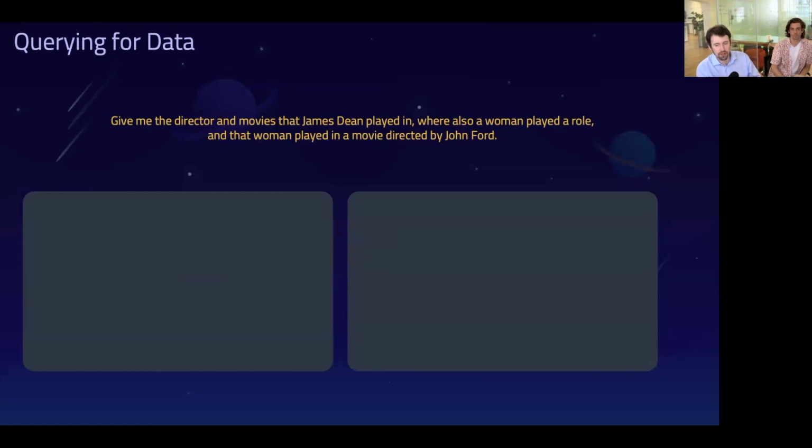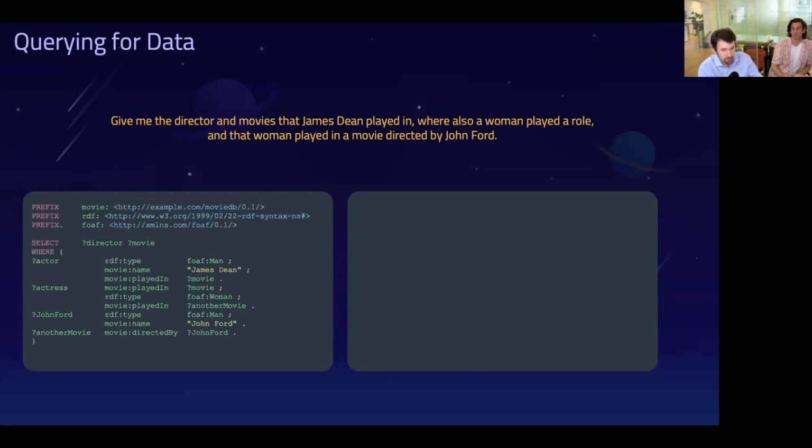And a more complex query: give me the director and movies that James Dean played in, where also a woman played a role, and that woman played in a movie directed by John Ford. It's a bit more of a mouthful. And in TypeDB, the equivalent would be the following.